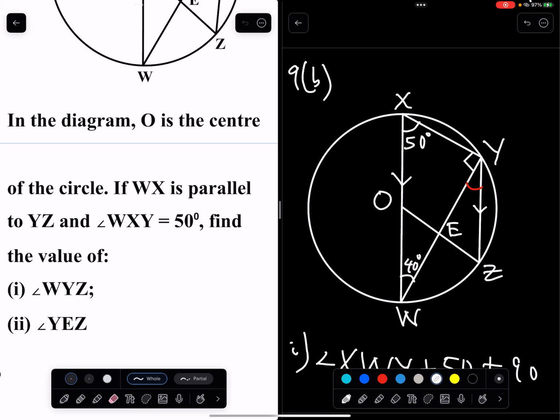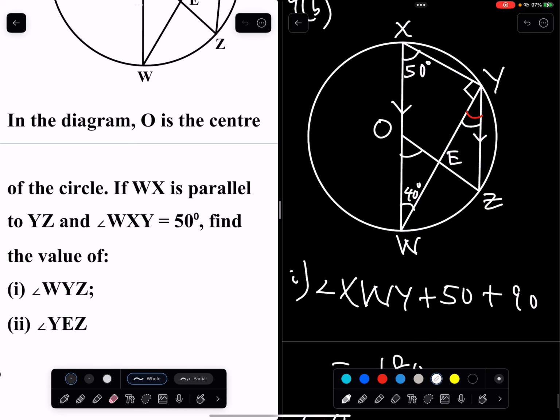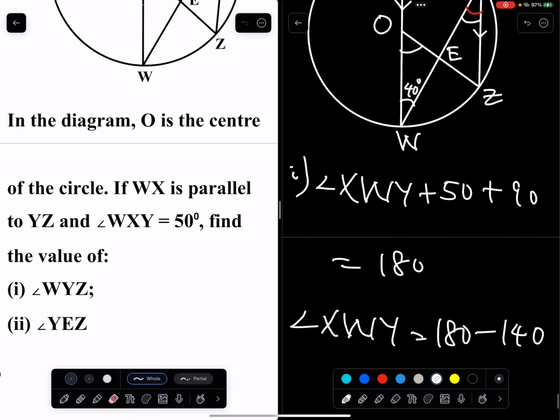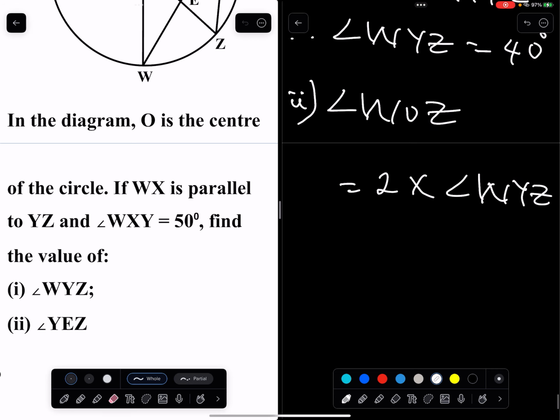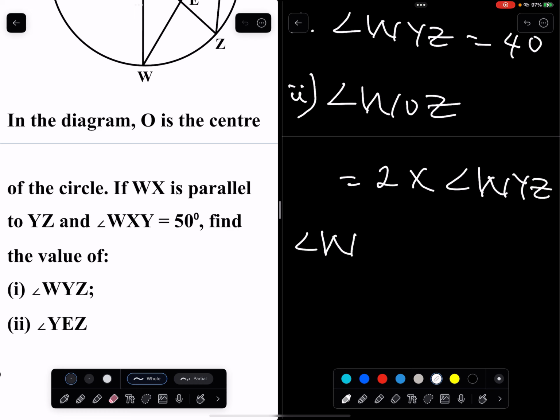Angle WOZ is twice angle WYZ. And the reason for that is angle at center is twice angle at circumference. So I can say angle WOZ is equal to 2 times angle WYZ. And that simply means angle WOZ is equal to 2 times 40, which is equal to 80 degrees.